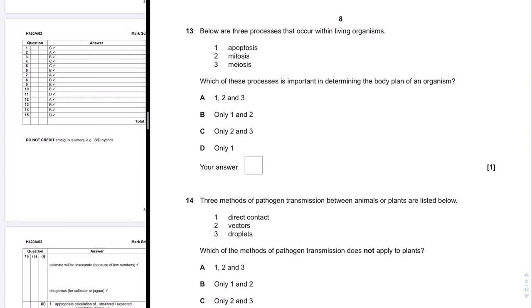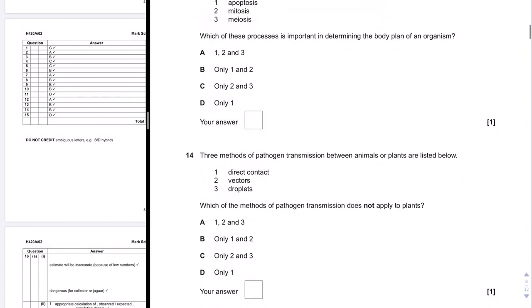13. Below are three processes that occur within living organisms: apoptosis, mitosis, meiosis. Which of these processes is important in determining the body plan of an organism? Well, apoptosis, yes. Mitosis, yes. Meiosis, I would say no. So 1 and 2 is what I would go.